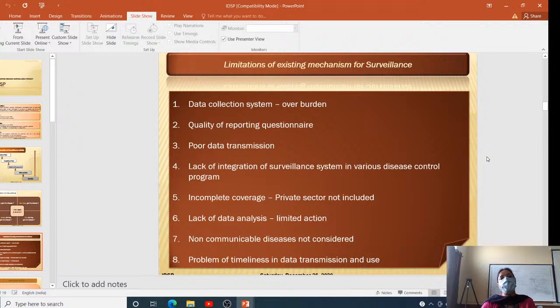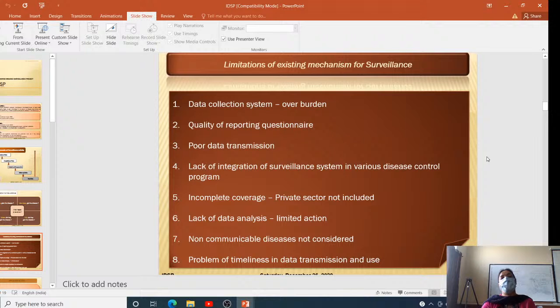Now, when the IDSP was launched, I told you that it was launched in 2003. At that time it was seen as a rationale for launching the IDSP that there were some limitations of the existing mechanism of surveillance at that point of time. Some of the problems are listed here.